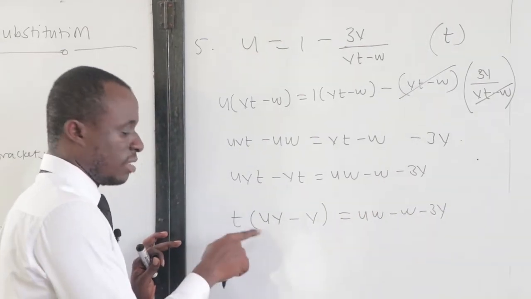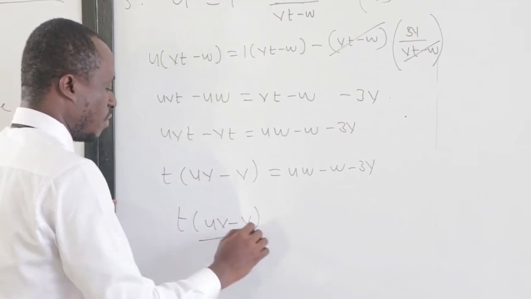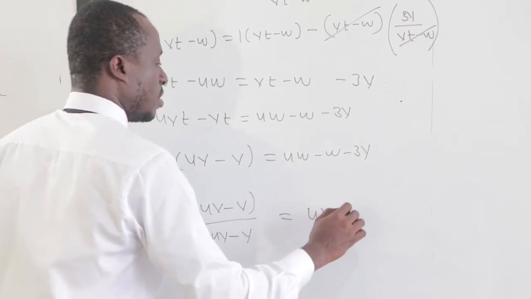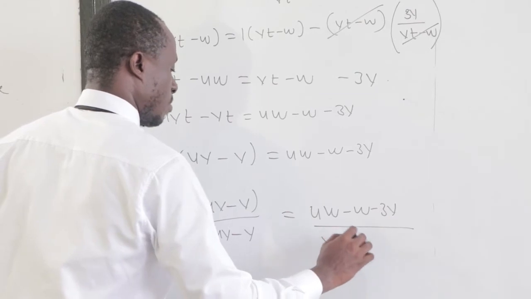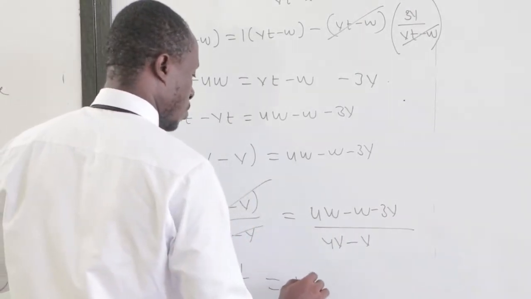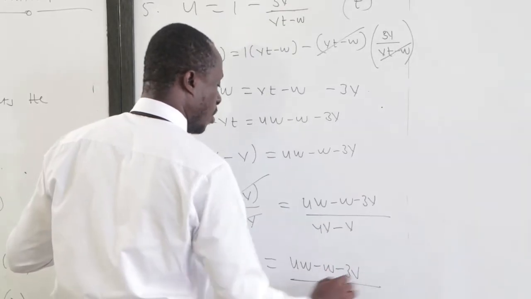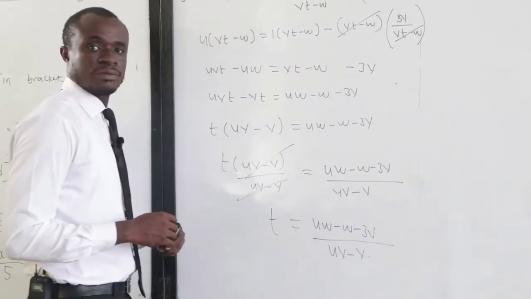So we want to make T the subject. So we divide by UV minus V all over UV minus V. UW minus W minus 3V all over UV minus V. This is cancelling out that. So we have our T to be UW minus W minus 3V all over UV minus V.